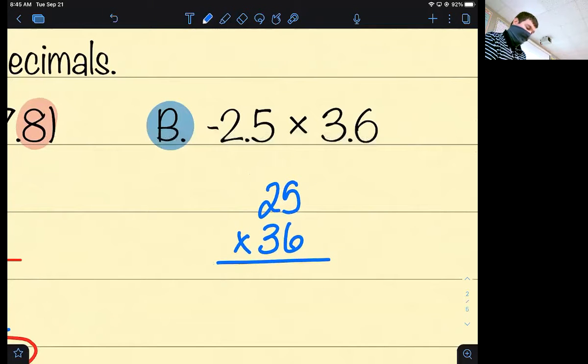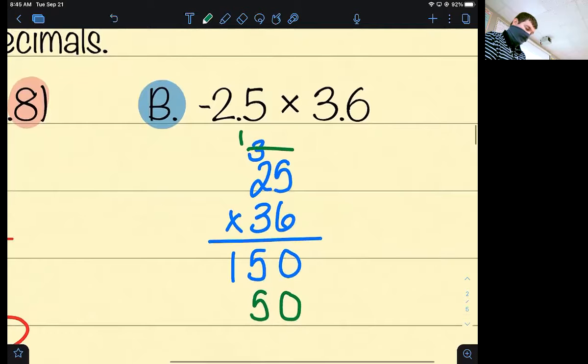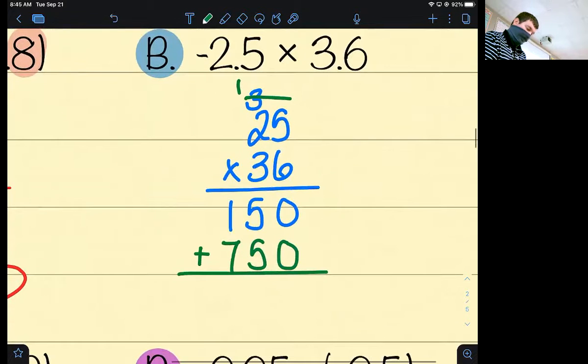What's 6 times 5? 30. Carry the 3. 6 times 2 plus 3 is 15. Okay. Drop down a 0 because now I'm going to multiply by 30. What's 3 times 5? Carry the 1. 3 times 2 plus 1. Okay. Add these together. 0, 5 and 5 makes 10. 1, 1, and 7 makes 9.